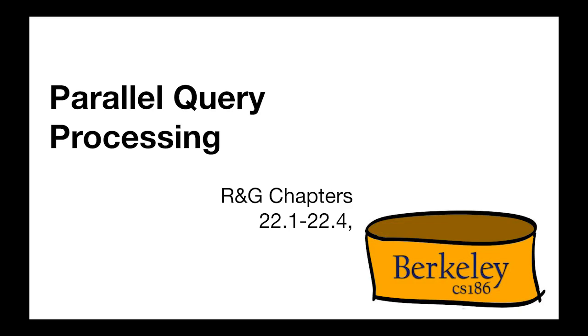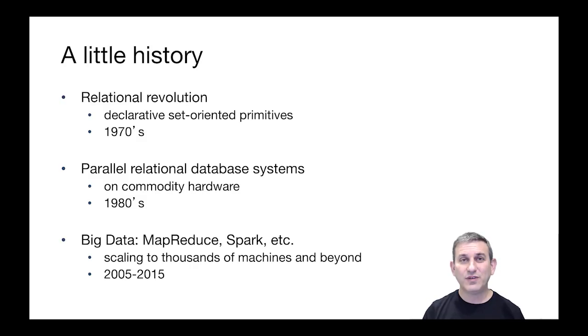Parallel query processing. Let's start with a little history. The relational database was invented around the 1970s, and the basic idea was to use declarative set-oriented primitives and isolate programmers from the physical hardware. In particular, allow people to have declarative queries that would say what they want, but not how to get it.